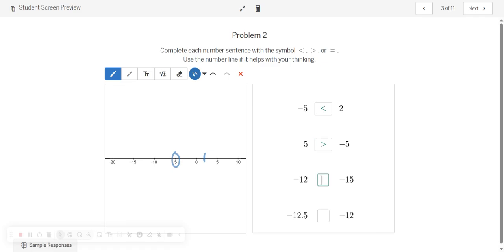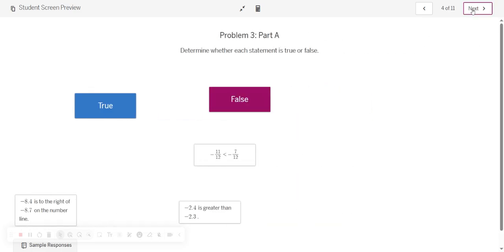And looking at -12 and -15, -12 is the bigger number. Between -12.5 and -12, -12 is the bigger number. True and false. -8.4 is to the right of, no, it's to the left. So that one's a false.